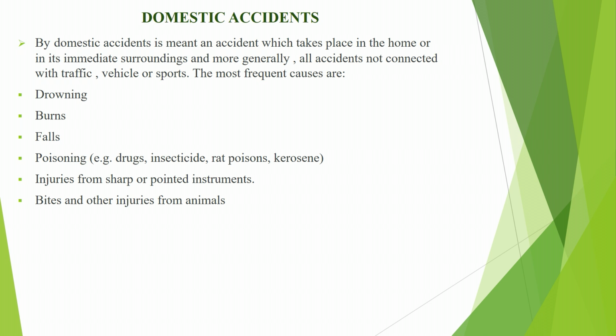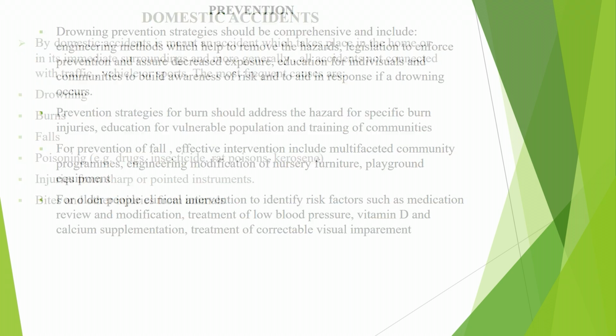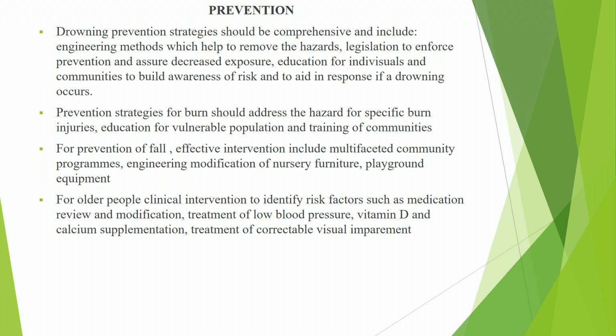Domestic accident. By domestic accident is meant an accident which takes place in the home or in its immediate surroundings, and more generally all accidents not connected with traffic, vehicle or sports. The most frequent causes are drowning, burns, falls, poisoning by drugs, insecticide, rat poisons and kerosene, injuries from sharps or pointed instruments, bites and other injuries from animals.